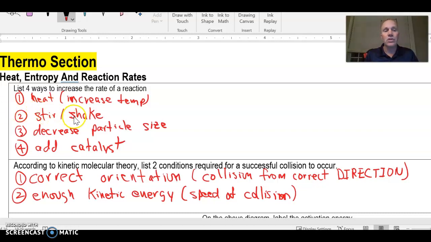All right, another thing that you could do is stir or shake it. Stirring or shaking something is going to increase the likelihood that fresh reactants are going to hit each other.